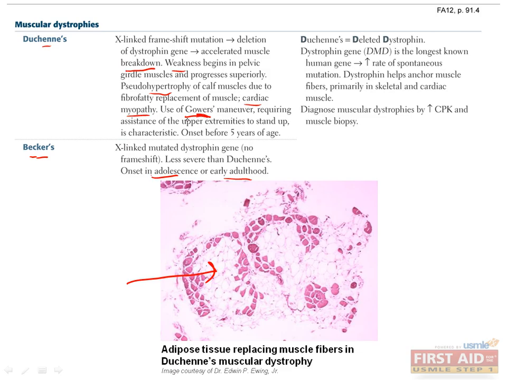This maneuver is trying to stand up without using your arms from a sitting position, and the inability to do this is usually due to muscular dystrophy. Diagnosis can also be made by looking for increased creatine phosphokinase in serum, or by doing a muscle biopsy to look for fibrofatty replacement.